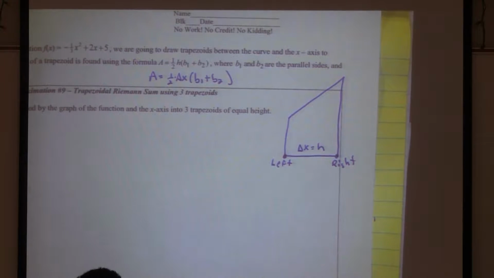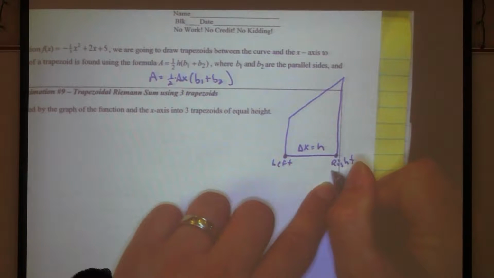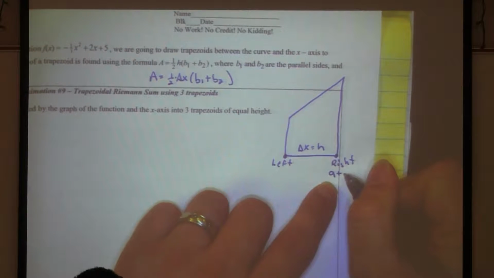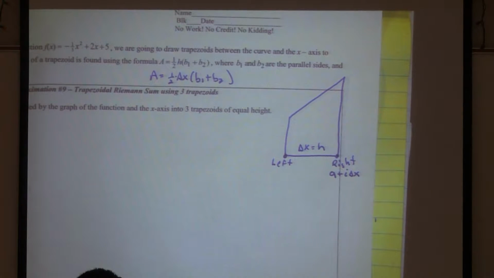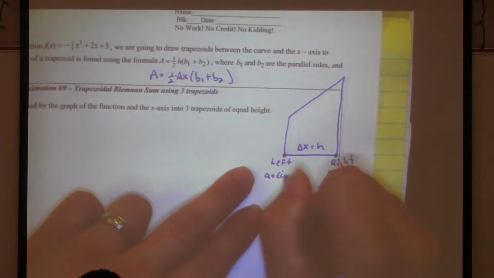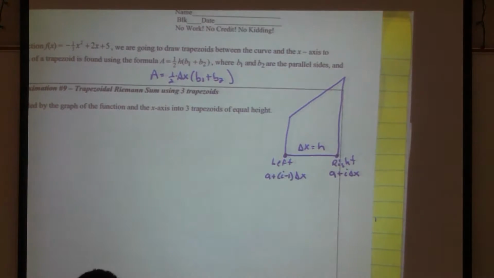Do we remember how we calculated each of those? How did we get the right-handed endpoint? We would say a plus what? I delta x, right? And what would we say to get the left one if I was at the right one? So a plus I minus 1 delta x, yes? We had to go 1 delta x back.